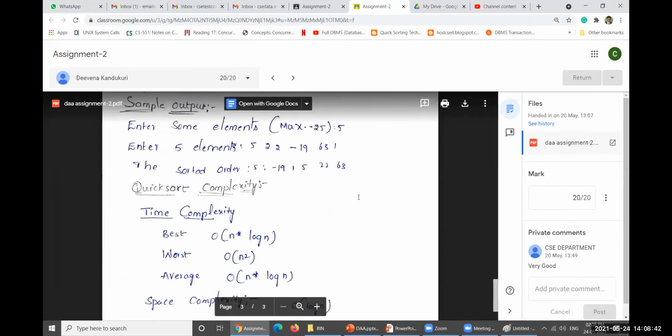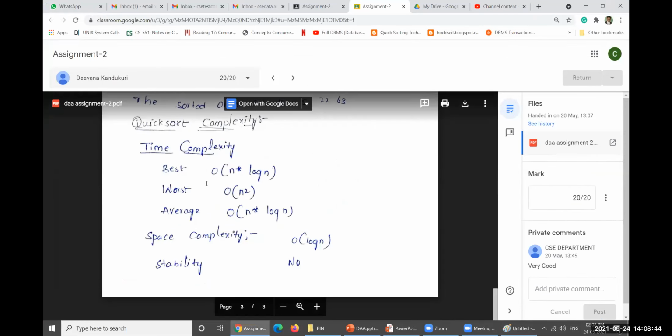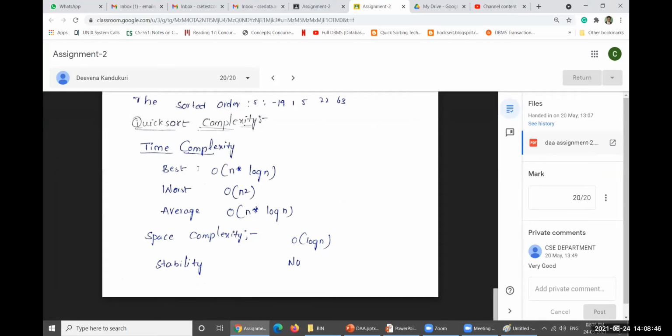So I don't know. You people are claiming that. Not exactly you, you may be knowing or unknowing, that doesn't matter for me. But many people have claimed that the best case will be N log N, the worst case will be big O of N square, and the average case will be big O of N log N.